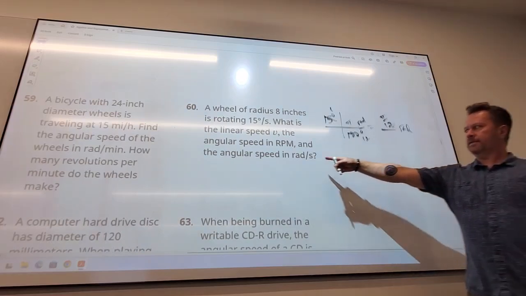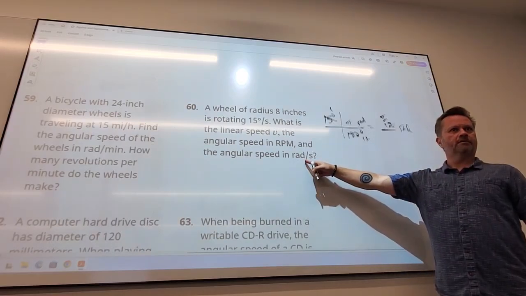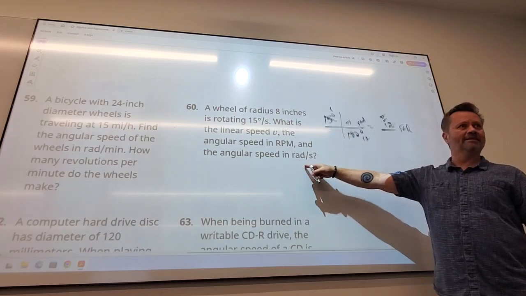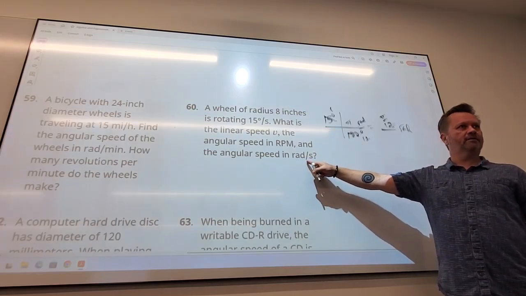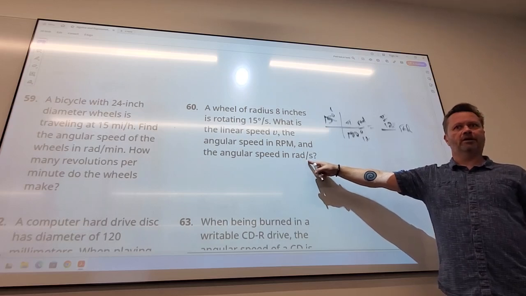So you already got this answer, don't you? How many radians per second? Pi over 12 radians per second. So you've already got 1/3 of the problem done. You're welcome.